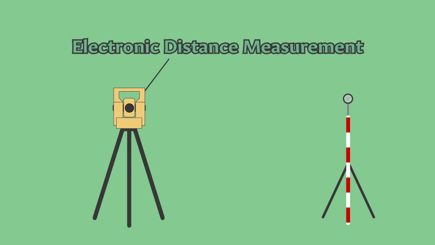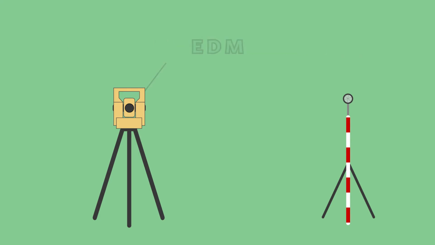To collect these measurements, the total station works in conjunction with a rod, which is sometimes called a prism pole. Inside of the total station, there is an electronic distance measurement device, or EDM, that sends an electromagnetic signal to a prism that sits at the top of the rod. The prism reflects the electromagnetic signal back to the total station, which allows the total station to calculate the slope distance between itself and the rod.